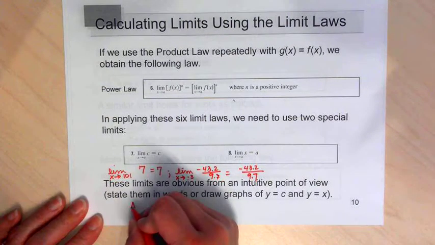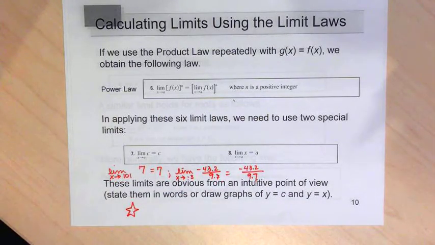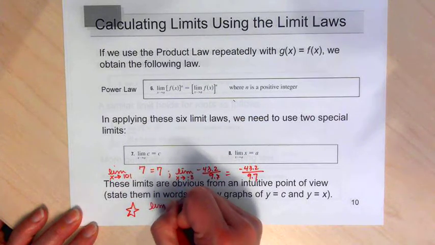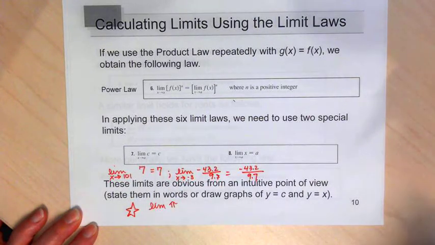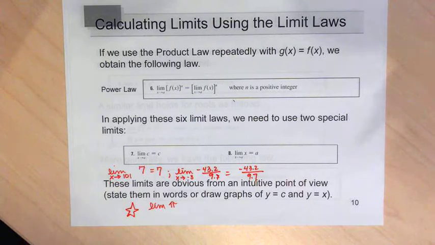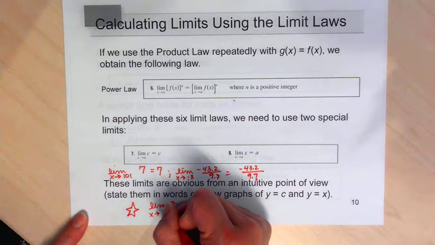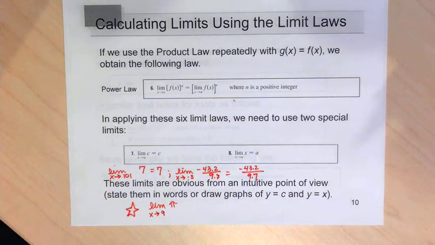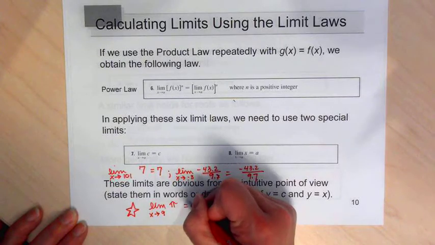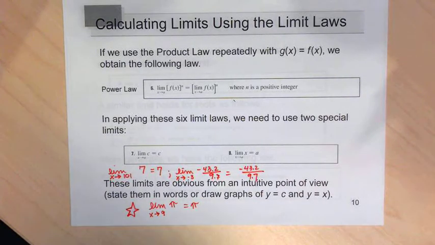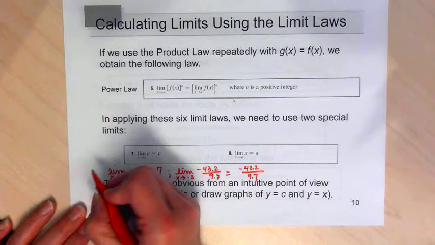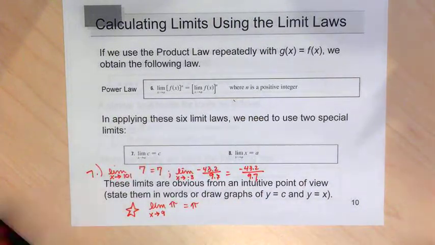Here's a really important one to become accustomed to: pi. The limit of pi. Remembering that pi is just a special constant, let's let x approach anything. As x is getting closer and closer to 9, the limit of pi is just pi, because pi is a constant. So those are some examples of limit law number 7.